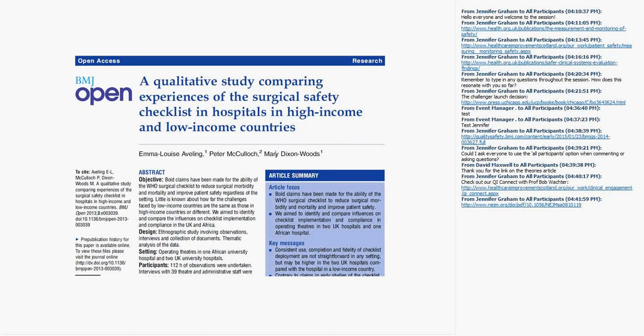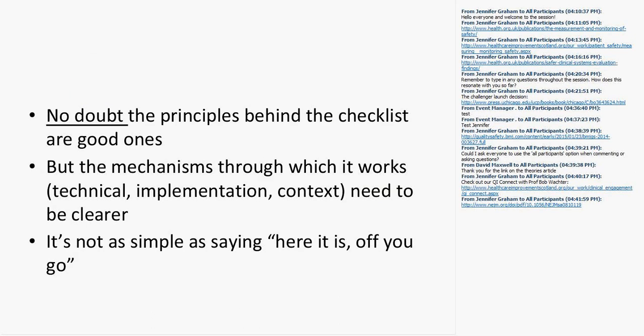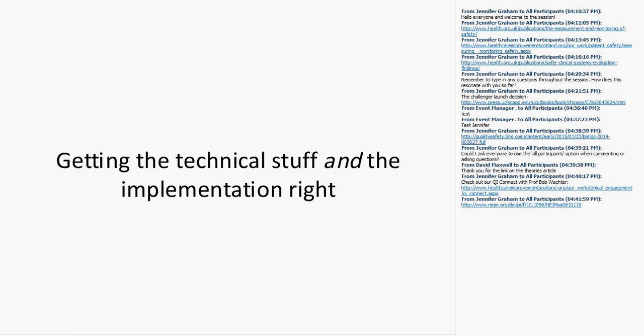In fact, the checklist was increasing the hierarchies and was producing unwelcome effects like recording things as having happened to the patient when actually they had not. So to say there's anything wrong with the checklist, I have no doubt that the principles behind it are good ones, but as somebody who studies this kind of thing, I would like an account of the mechanisms through which it works, and I would also like it to be clear that it's not as simple as saying, here you go, come back when things are safer. It needs a lot more effort to make the checklist work.